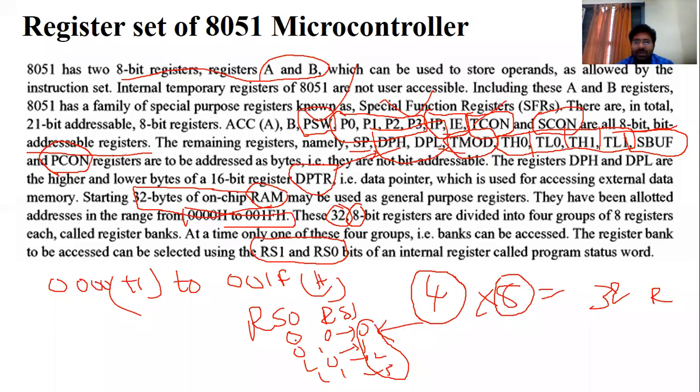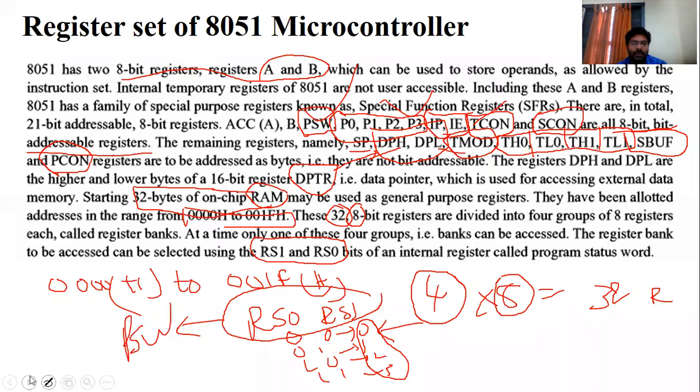RS0 and RS1 refer to register bank selection. You know that these register codes are available in the RAM. So to easily access these 32 registers, we divide them into 4 groups, and these 4 groups can be accessed by these 2 bits RS0 and RS1. These 2 bits are available in the PSW.